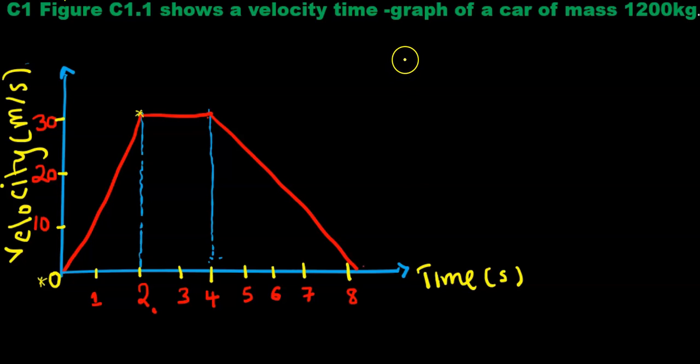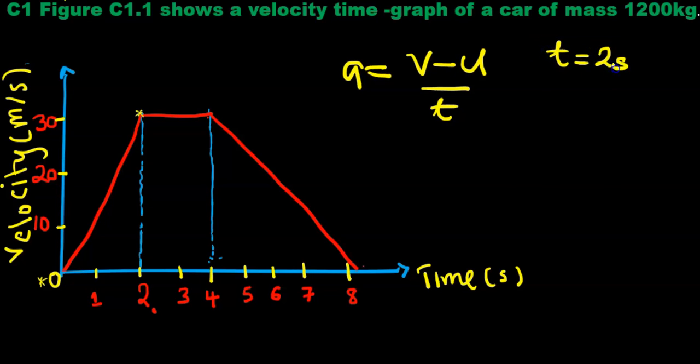Calculate the acceleration of the car in the first 2 seconds. Now, the formula that we are going to use is acceleration is equals to change in velocity, that is the final velocity minus the initial velocity, divide the time taken. Okay? So now, the question is find the acceleration in the first 2 seconds. So the time automatically is 2 seconds. Now, what is the final velocity? So V for final velocity and U for initial velocity.